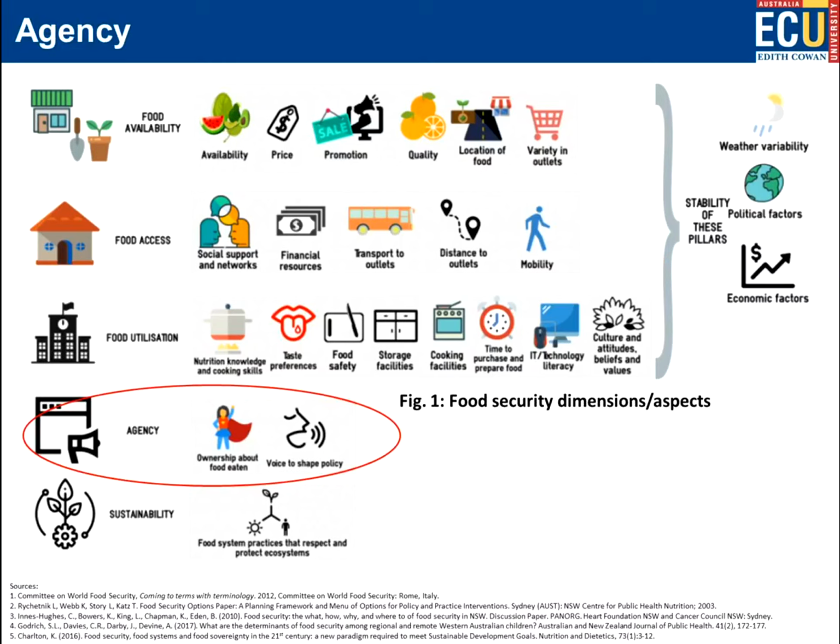The agency dimension refers to the capacity of individuals and groups to exercise control over their own circumstances. So this is people having ownership about the food they're eating. It also refers to providing meaningful input into governance processes, so people having voice to shape policies around food security. Agency is important in addressing inequalities and power imbalances within food systems.